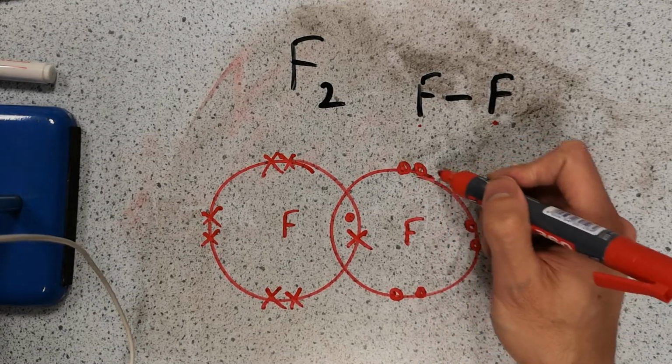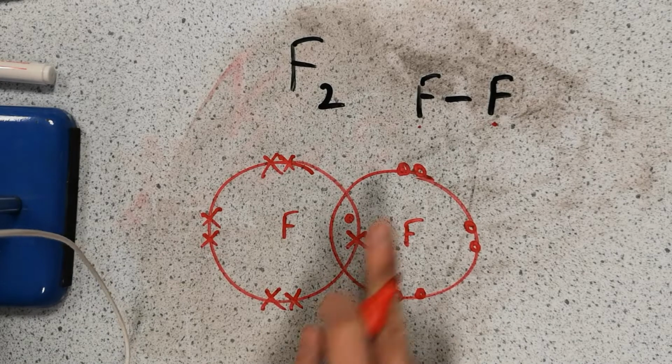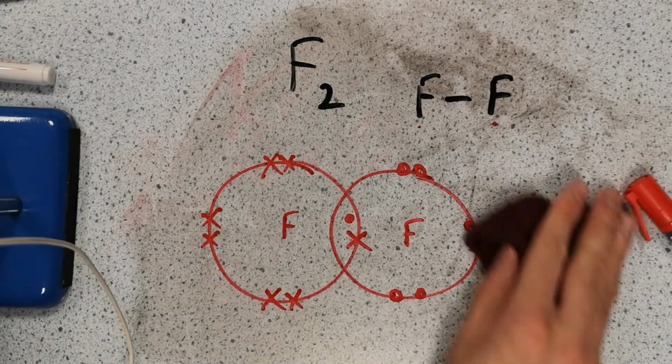And now this fluorine's up to 8 electrons in its outer shell, and this fluorine's up to 8 electrons in its outer shell. So they're both now stable, and that is F2.